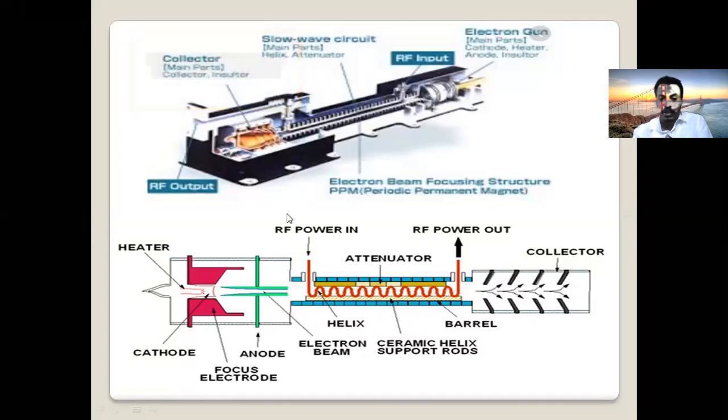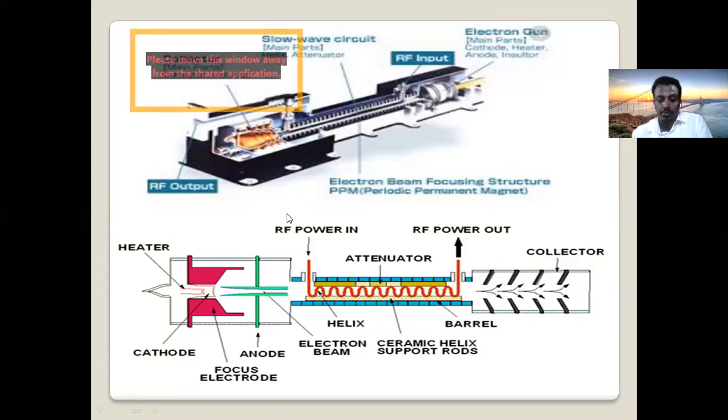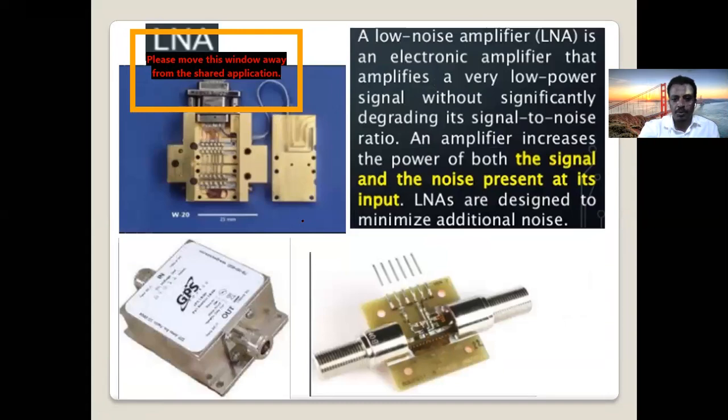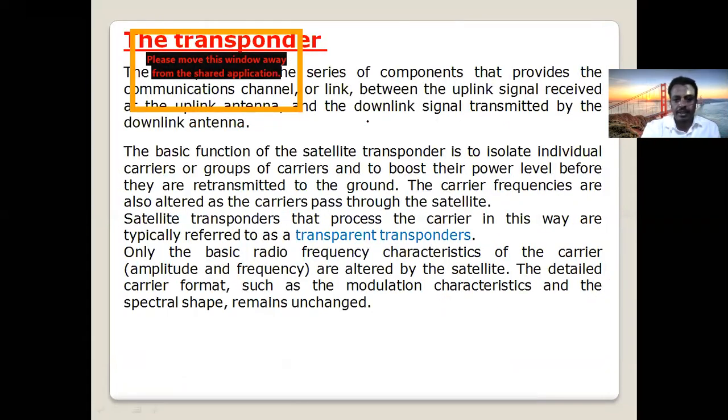For satellite communication, the TWT, traveling wave tube amplifier, is very common. It's a very important device. So today we are going to discuss this TWT amplifier, which is one of the important components of a satellite transponder. When we say satellite transponder, what do we mean? It is a series of components.